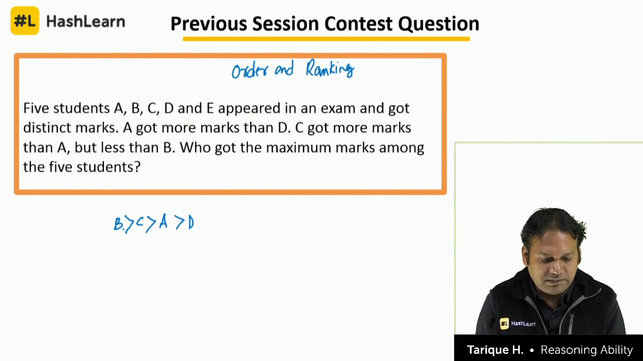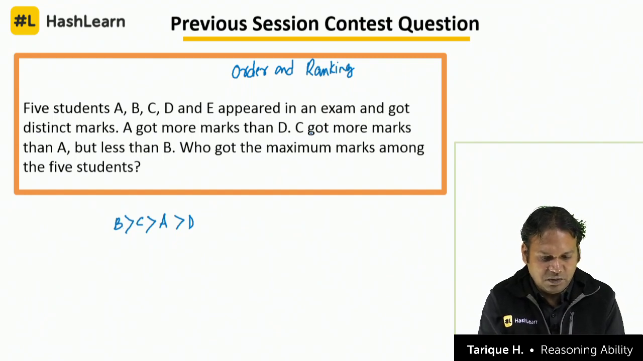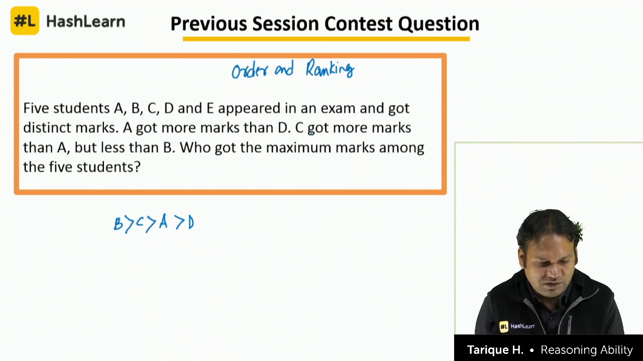Who got the maximum marks among the 5 students? So, A got more marks than D, C got more marks than A but less than B. Who got the maximum marks among the 5 students?